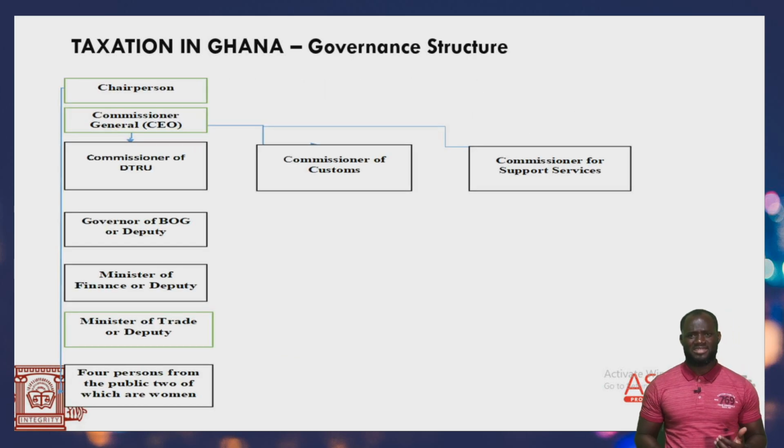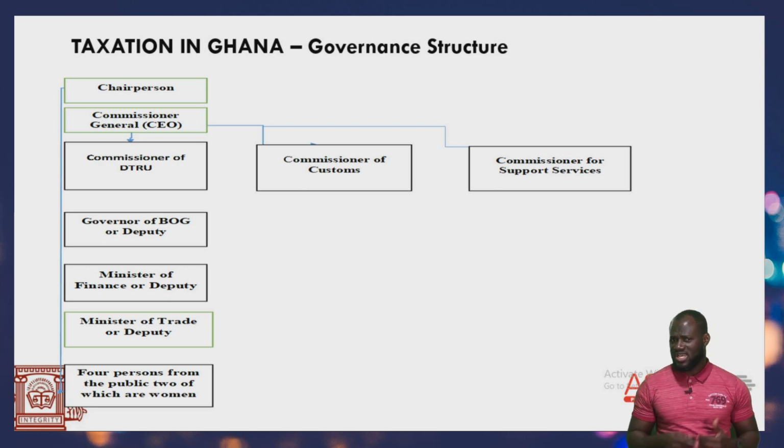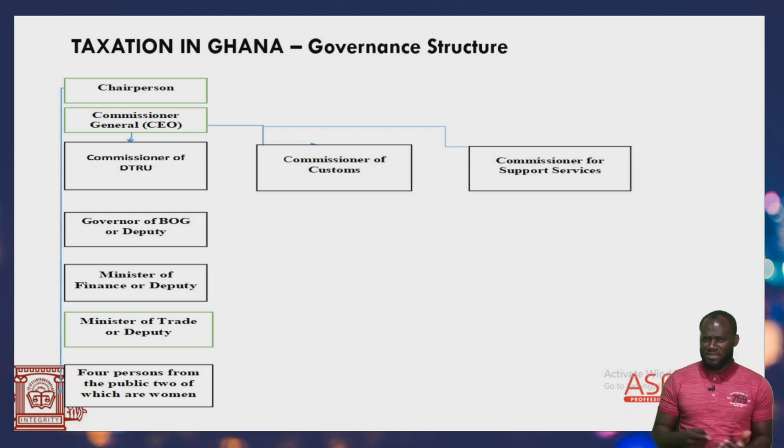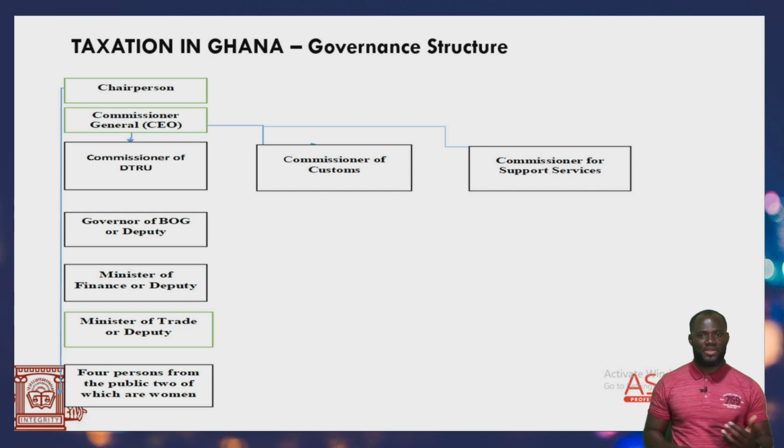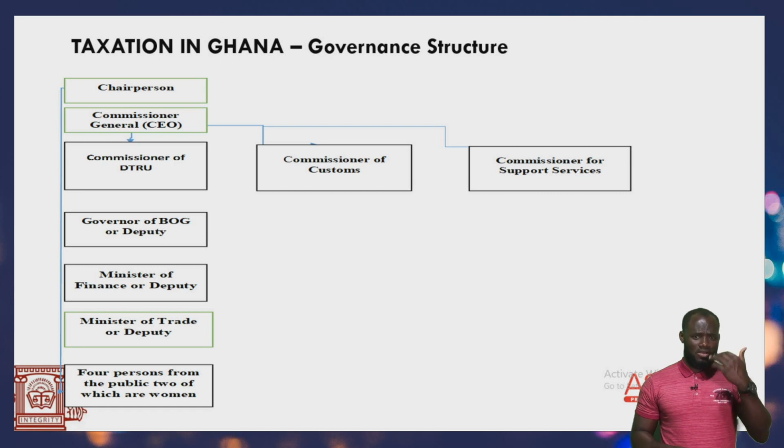So if you look at the governance structure of the GRA, when you talk of governance structure, we are talking of the strategic direction and control of the GRA as an enterprise. Just like every other enterprise has a governance structure, the GRA as an institution also has its own governance structure. This governance structure simply refers to the board membership, or the governing board, of the GRA. There is a 9-member board. These 9 members are made up of the chairperson, and the commissioner, who is acting as the commissioner general, the chief executive officer.